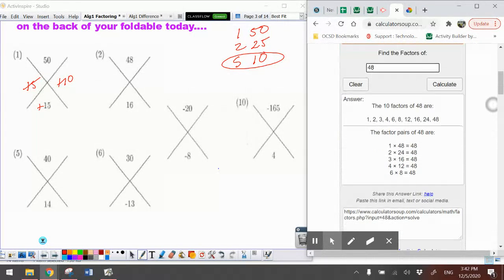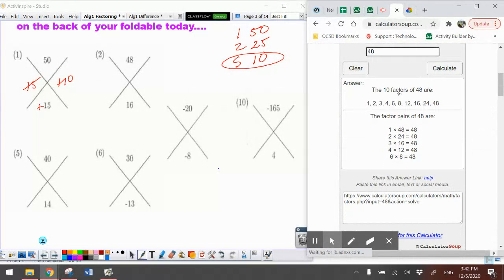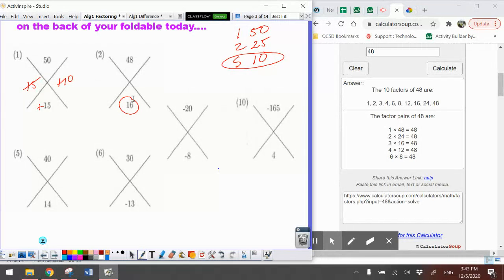All right, let's see how you did. I'm going to look down here at this middle portion. Factors of 48. I have 1 and 48, 2 and 24, 3 and 16, 4 and 12, 6 and 8. Well, I need a total of 16. I can use 4 and 12. So positive 4, positive 12. That would give me 16.